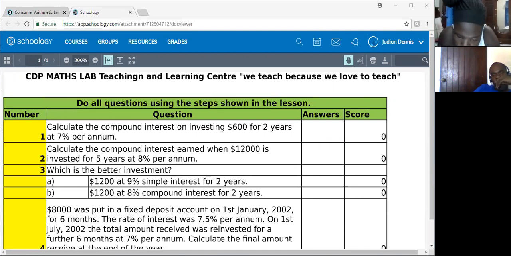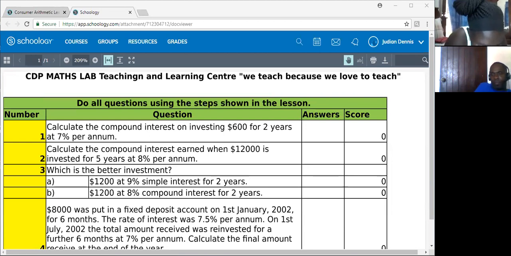I got $15,116.54. I got to times that by 8. I get $120,932.32. So I got to divide that by 100. I get $1,209.32. How many years is that already? That would be my 4th year.